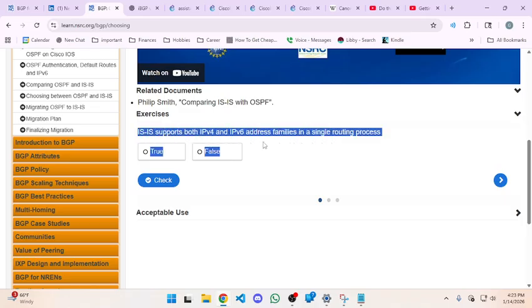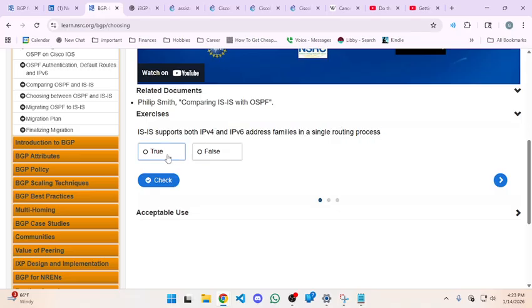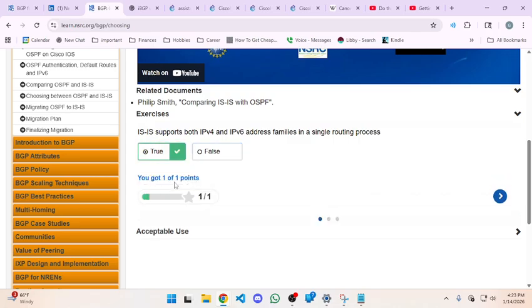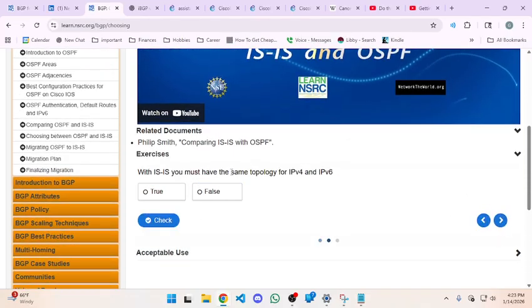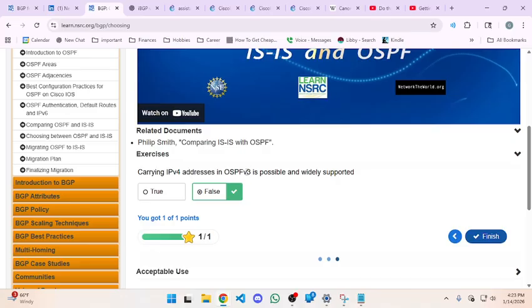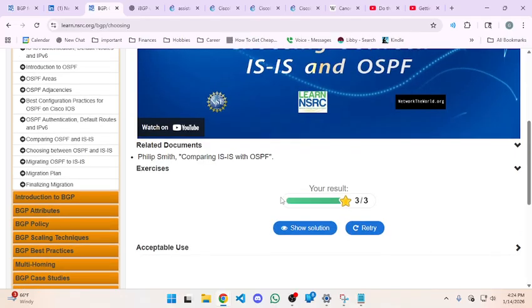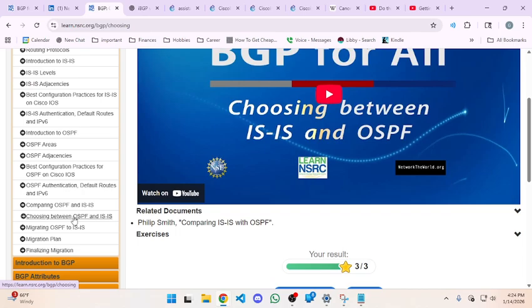ISIS supports both IPv4 and IPv6 address families in a single routing process. True. With ISIS, you must have the same topology for IPv4 and IPv6. I think that's false. Carrying IPv4 addresses in is possible while supported. False. And this one tripped me up at one point. I thought this was true, but it's definitely false. Alright, I got all these right, so no punishment for me. Moving on.